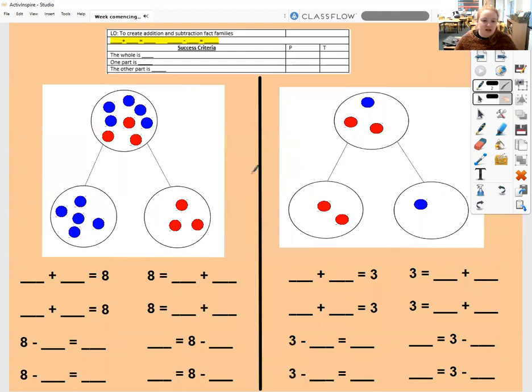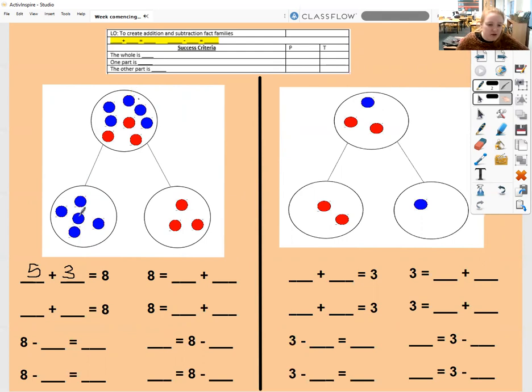Fantastic. Okay, so I'm going to work through this one with you, and then you're going to try and do this one independently and come back for checking. So this is telling me that my whole is 8. So let's have a look. 1, 2, 3, 4, 5, 6, 7, 8. So my whole is 8, and this is saying that one part, which is 5, plus one part, which is 3, equals our whole, which is 8.